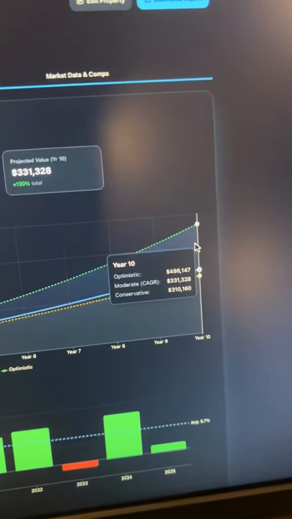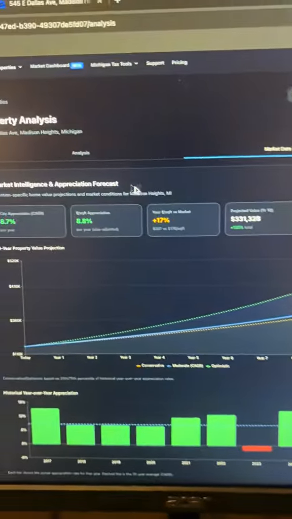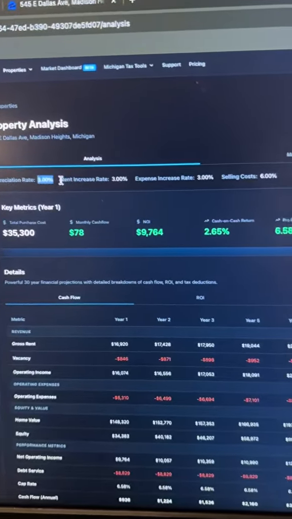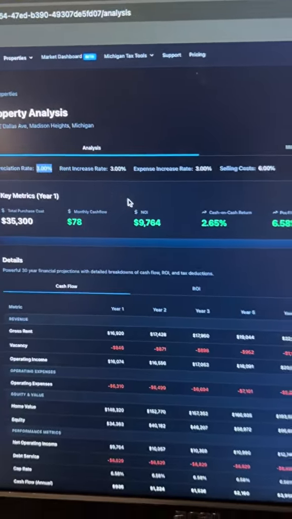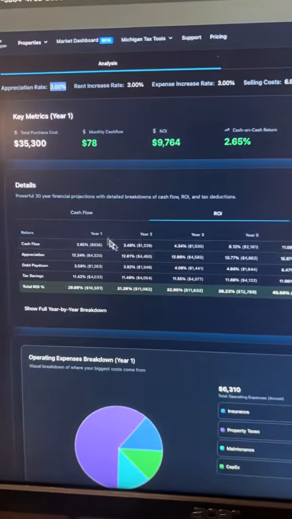We have an optimistic, moderate, and conservative outlook. So we went back here and calculated it with a higher number than 3%, even just like 4 or 5, these numbers here, especially in the total ROI, would start to look a lot better as well.